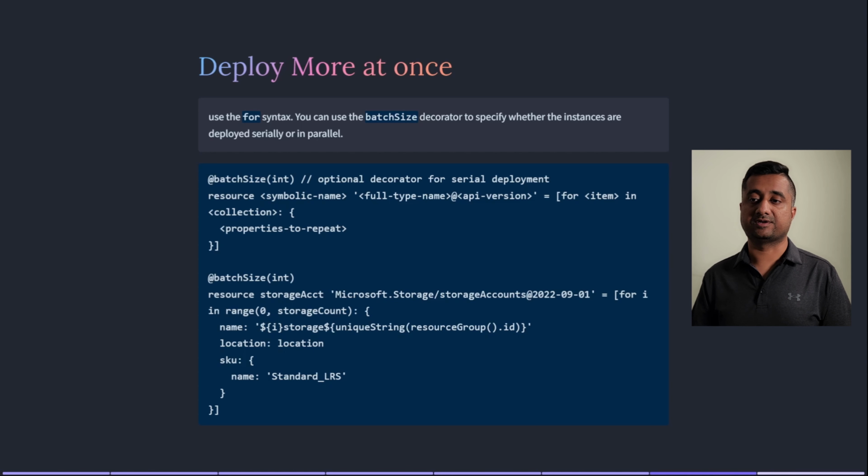So in this example, you can read through. It is just a storage. I'm just giving a storage account and how many accounts I want, and eventually it's going to lay out so many storage accounts in parallel.